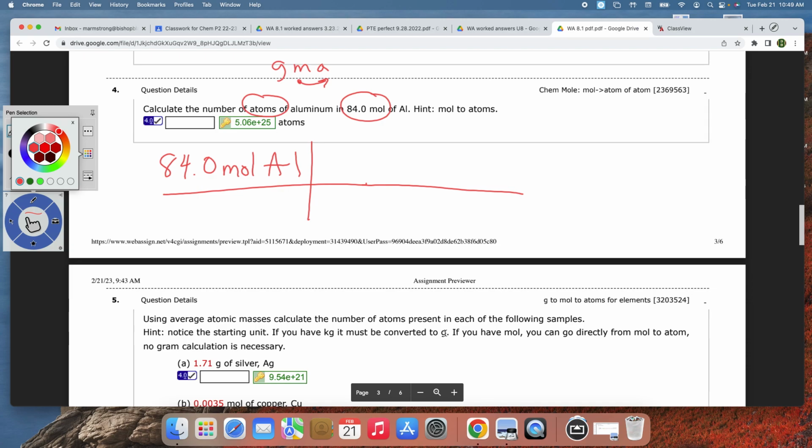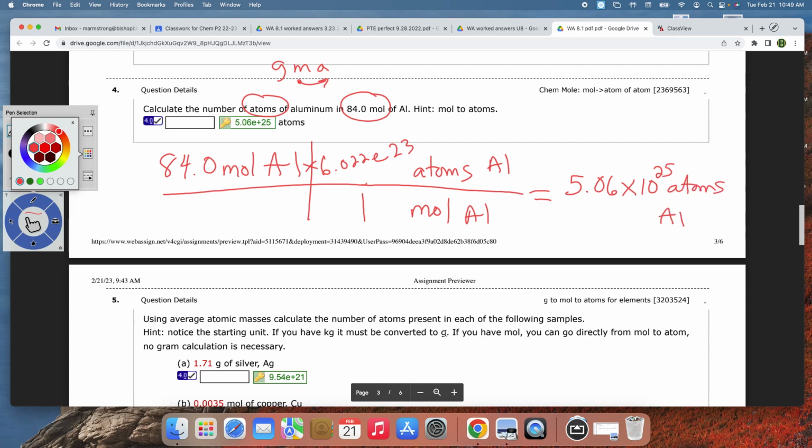To go from moles to atoms, again, my atoms will be on the top because that's the one I'm trying to find. Moles will be on the bottom. And so far, everything we know about moles and atoms is 1 mole of any element or anything has 6.022 times 10 to the 23rd atoms, or parts. A mole represents 6 times 10 to the 23rd parts. 1 is on the bottom. Those two things are next to each other. I will multiply them, and it should be a ginormous number. It looks like it's 5.06 times 10 to the 25th atoms of aluminum. Try counting those with your eyes.